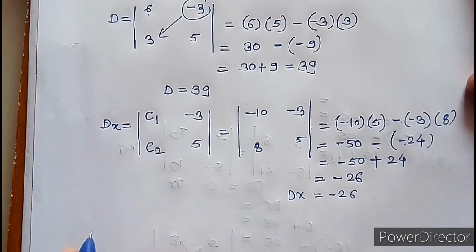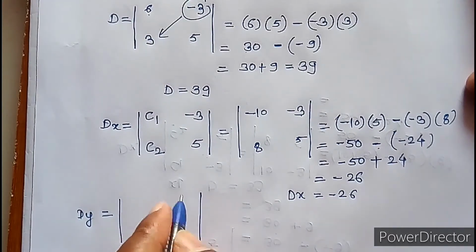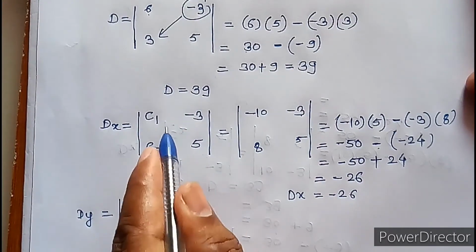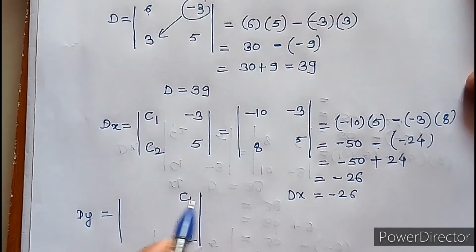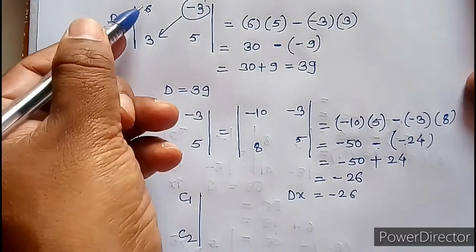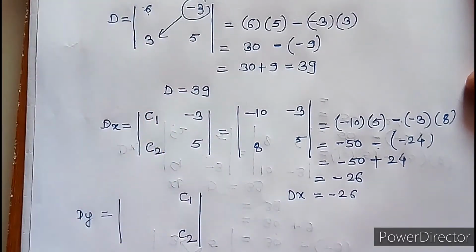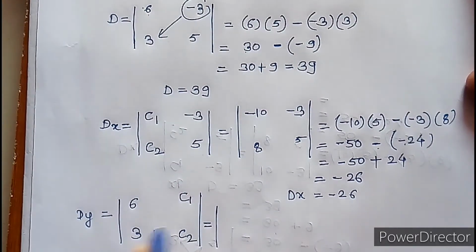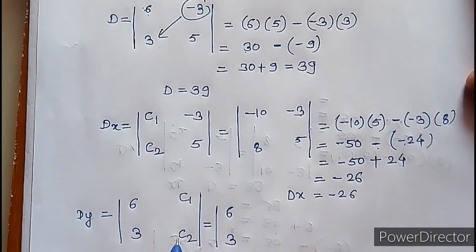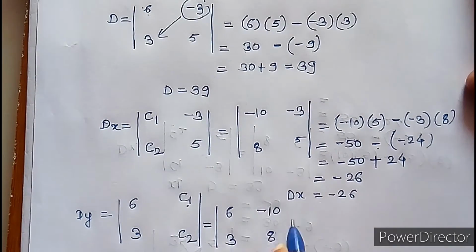Now we have to find the value of dy. Therefore dy equals to, now here the y's column, this means second column is replaced by this C1 and C2. Now this second column, that is C1 and C2, is replaced. Now here we have to write the coefficient of x in the first column, that is 6 and 3. Now here equals to, in the first column 6, 3, the value of C1 and C2 is -10 and 8. Write down here -10 value of C1 and 8 is the value of C2.